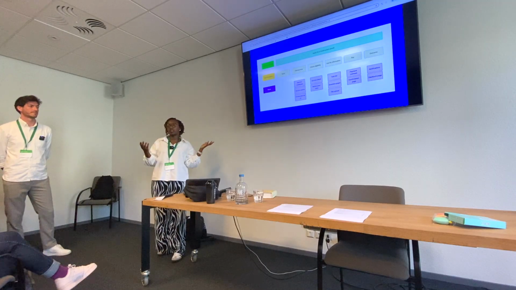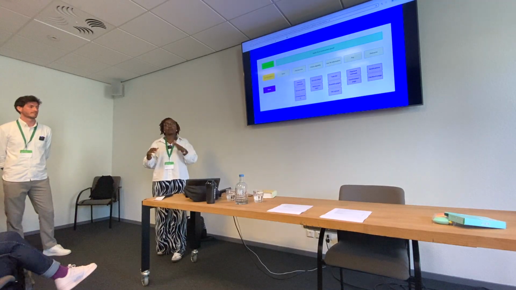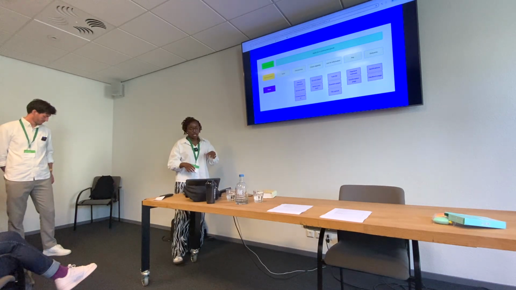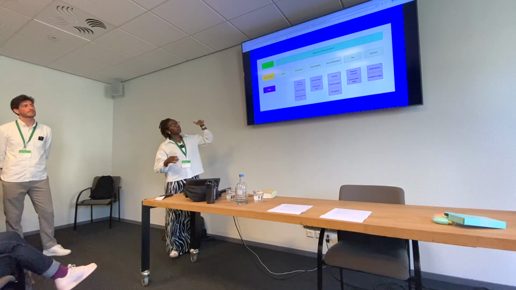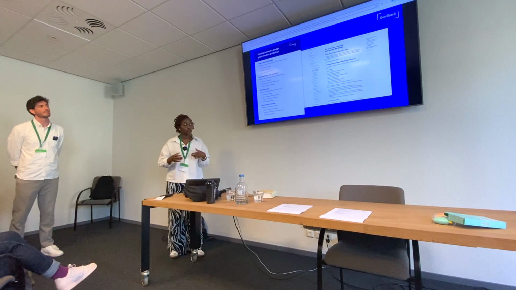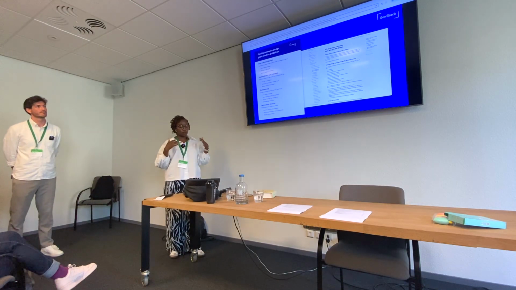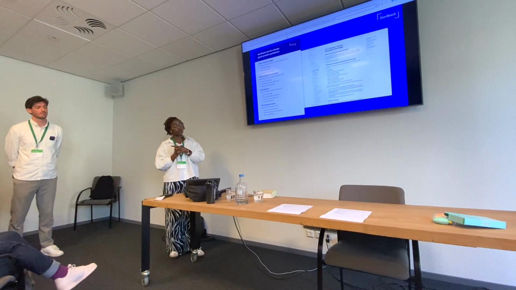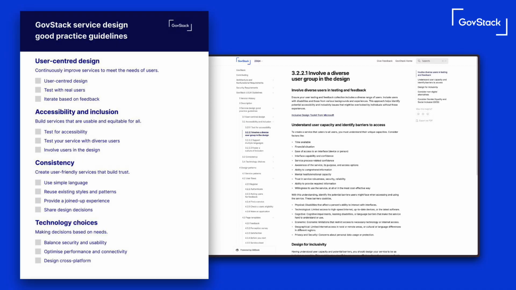Like yesterday, we had a lot about the Netherlands design system and different design systems in Europe. So that's where you'll find that detail. So at this point, we're just thinking about end-to-end services. So we have the service patterns and the steps. And so I'll talk about what you'll find on the GovStack, what we delivered in the first proof of concept. So we have the good practice service design guidelines. These are just guidelines on delivery of good services.